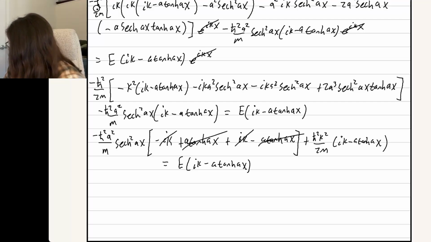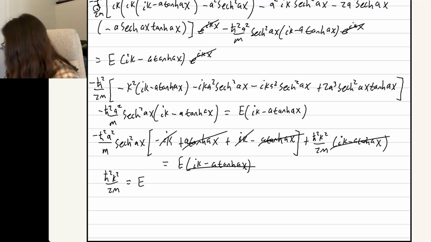And then we're left with the h bar squared k squared over 2m thing. And both that and the E term on the right hand side are multiplied by this. So we cancel those out as well. So we just have h bar squared k squared over 2m equals E.